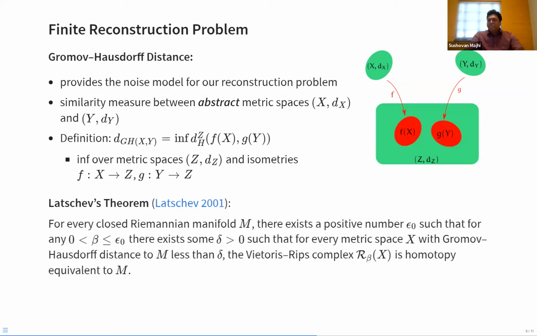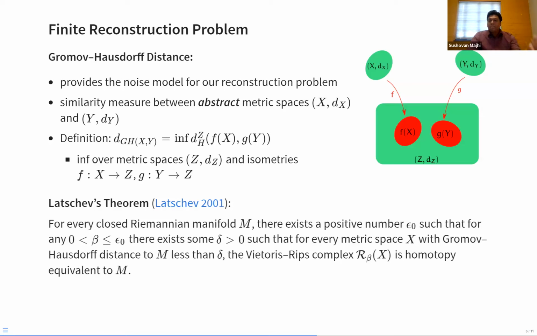A few comments on this. This is a remarkable theorem, and I consider this as a stepping stone to finite reconstruction of Riemannian manifolds. But there's something quite impractical about this theorem. This is only qualitative. It talks about the epsilon naught to exist for any closed Riemannian manifold, but it doesn't say how you're going to choose such a number.